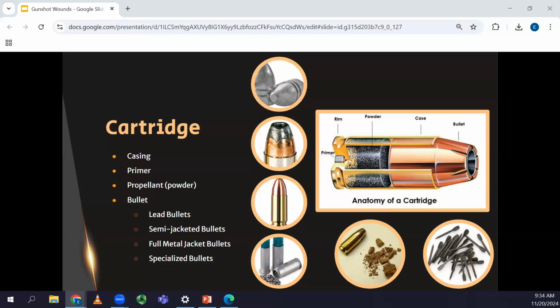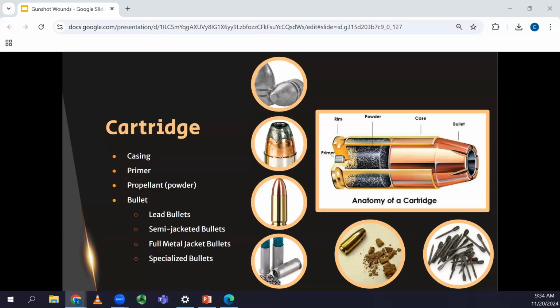There are different forms of bullets. When we tend to think of bullets, we tend to think of lead bullets because we tend to think about lead toxicity, especially with pediatric patients. But we don't tend to talk a lot about semi-jacketed bullets and full metal jacketed bullets. Basically, it's in the name again. A lot of the way they name these things is very simple. Full metal jacket means that it has a full metal jacket, usually made of copper.